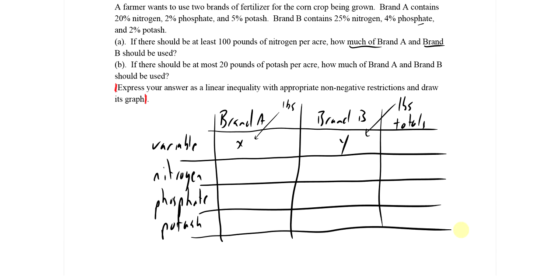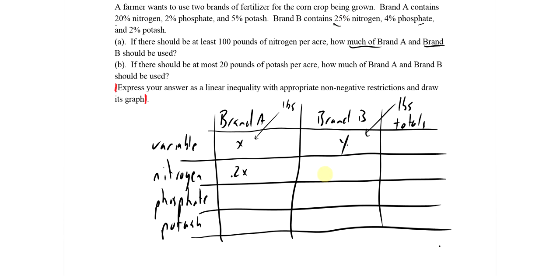But anyway, so nitrogen. If we're using X pounds of brand A, how many pounds of nitrogen are there? Well, 20% of brand A is nitrogen. So if we have X pounds, how many pounds of nitrogen do we have? Well, 0.2 times X. Right? So if there's 100 pounds of brand A, 20% nitrogen, that means 20 pounds, right? 0.2 times 100 of nitrogen. Brand B is 25% nitrogen.